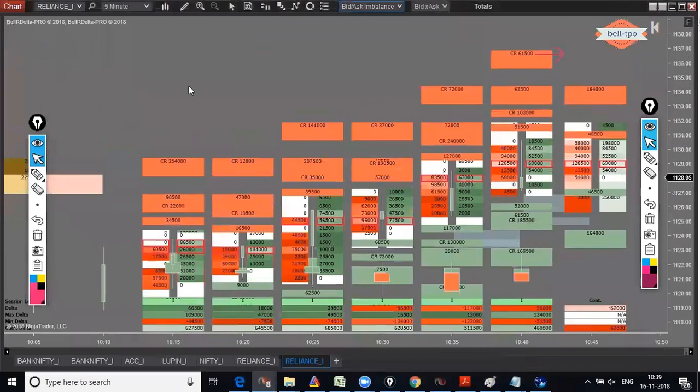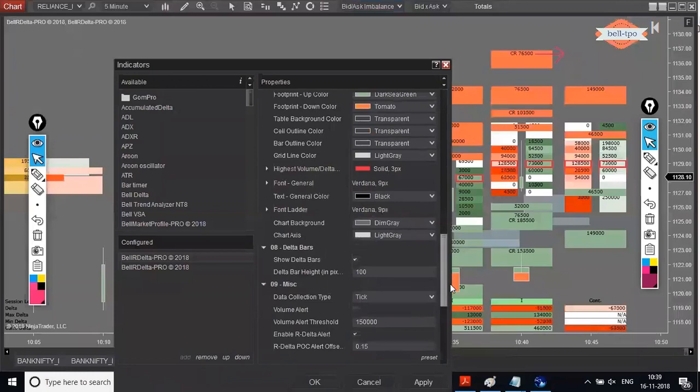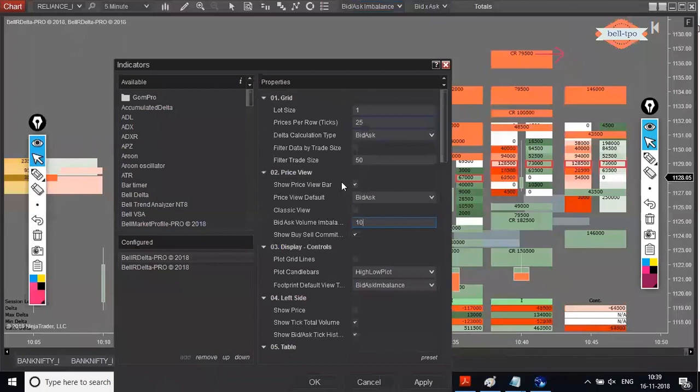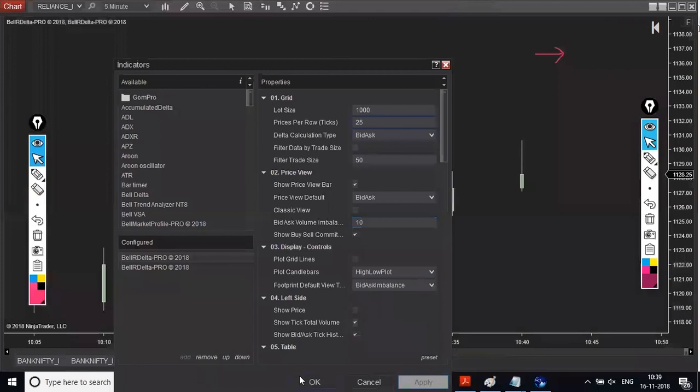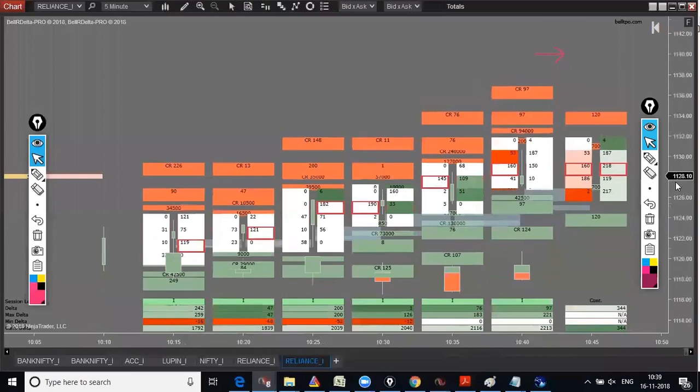So, what is the lot size of Reliance? We'll go to indicators. I'll say 10 times of volume, and the lot size I can key in using that. Lot size 1,000. I'll be able to see inside the candlesticks how many buyers, sellers, and who is smart, whether the buyers or sellers, or where the selling pressure is coming in.